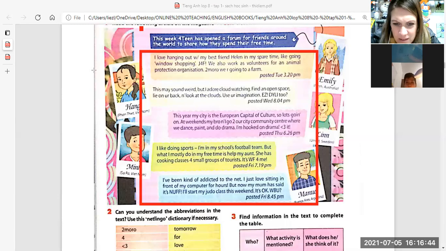My brother and I go to our city community center where we dance, paint, and do drama. Love it. Okay, this is slang because it's going to confuse you guys.